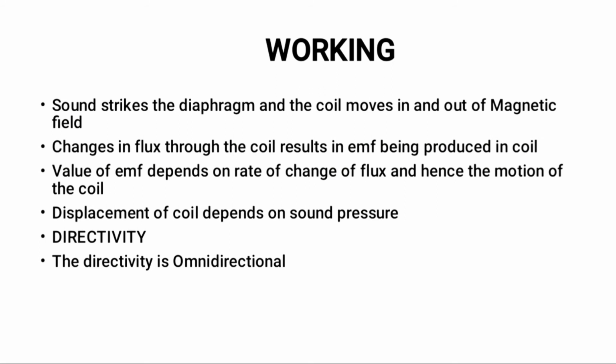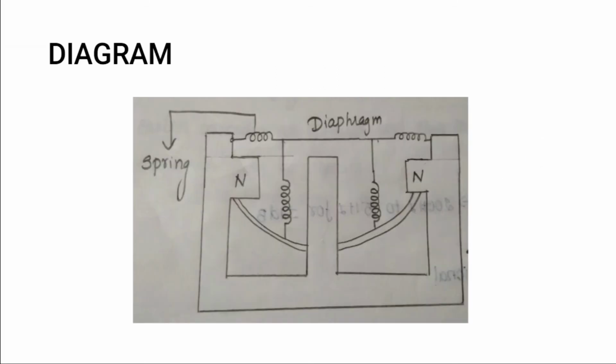So, next topic is the diagram. In this diagram, we can clearly see the connection of the permanent magnet towards the diaphragm, and the diaphragm is connected to the spring. You have to notice clearly here that at the North Pole, those springs are connected and the diaphragm is connected over it. Whenever the spring head moves, the diaphragm also moves in the direction of the spring.